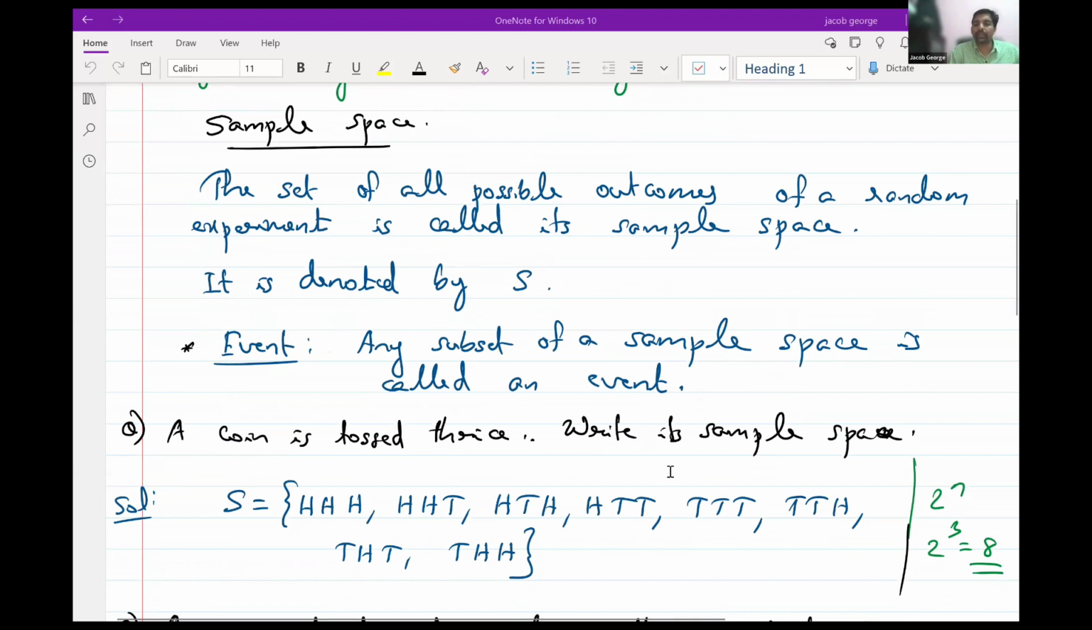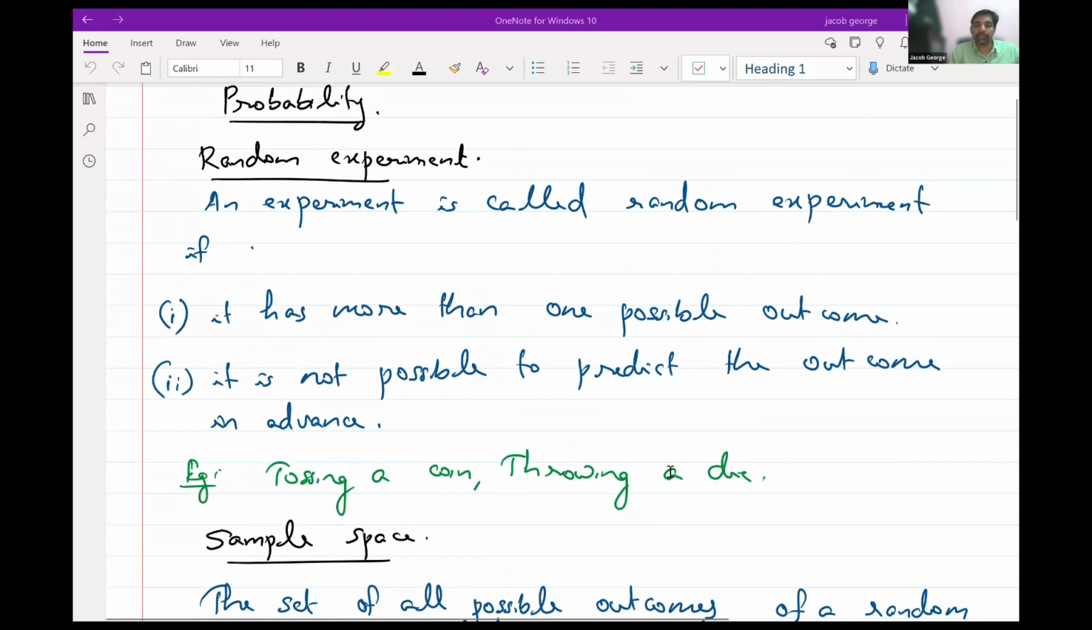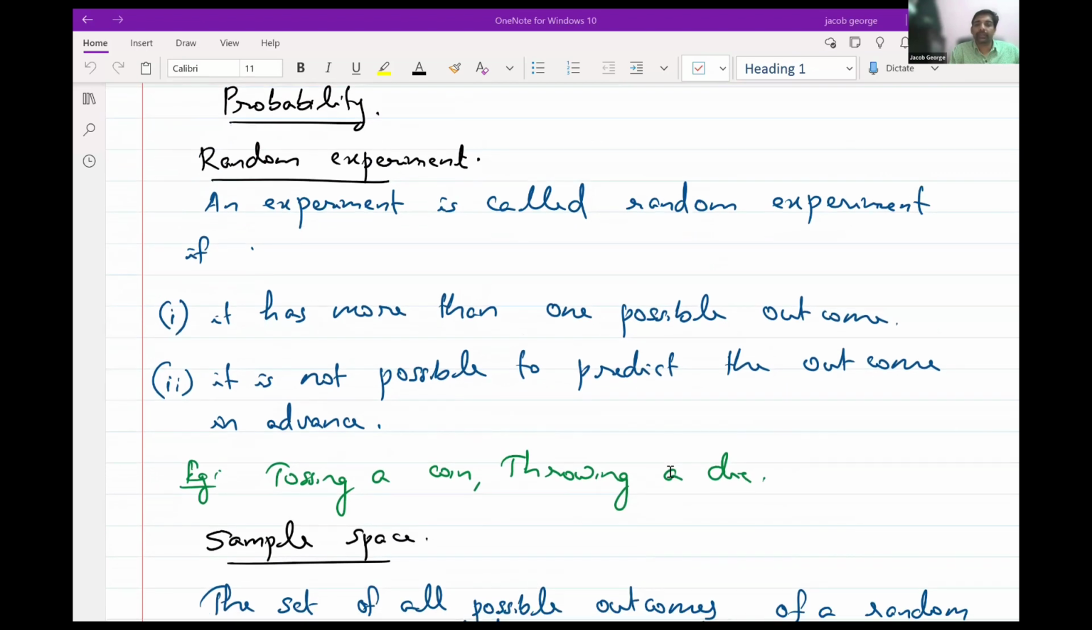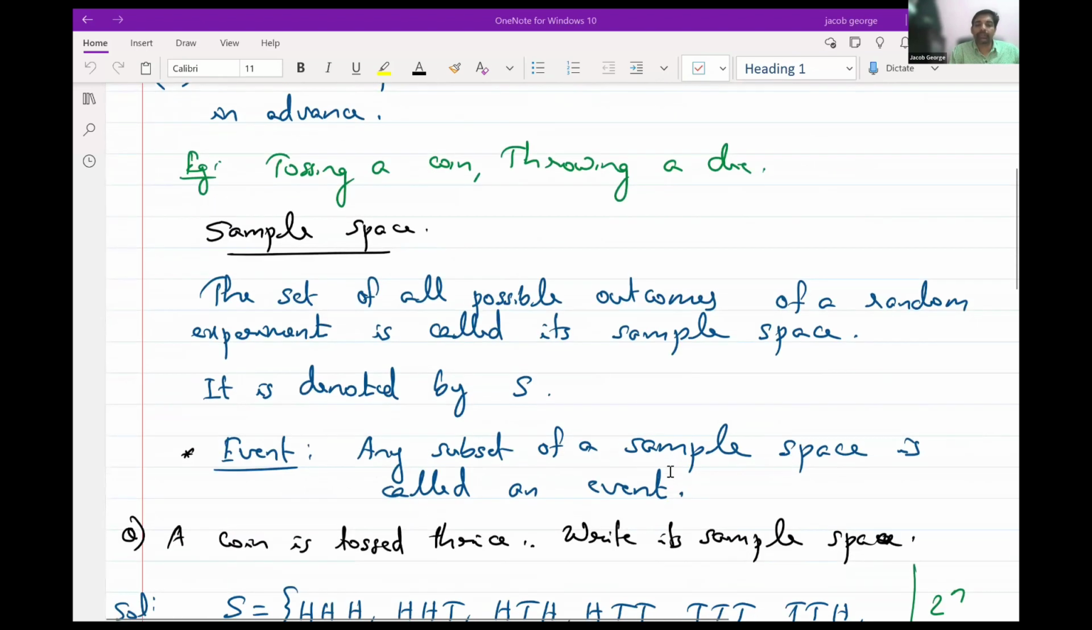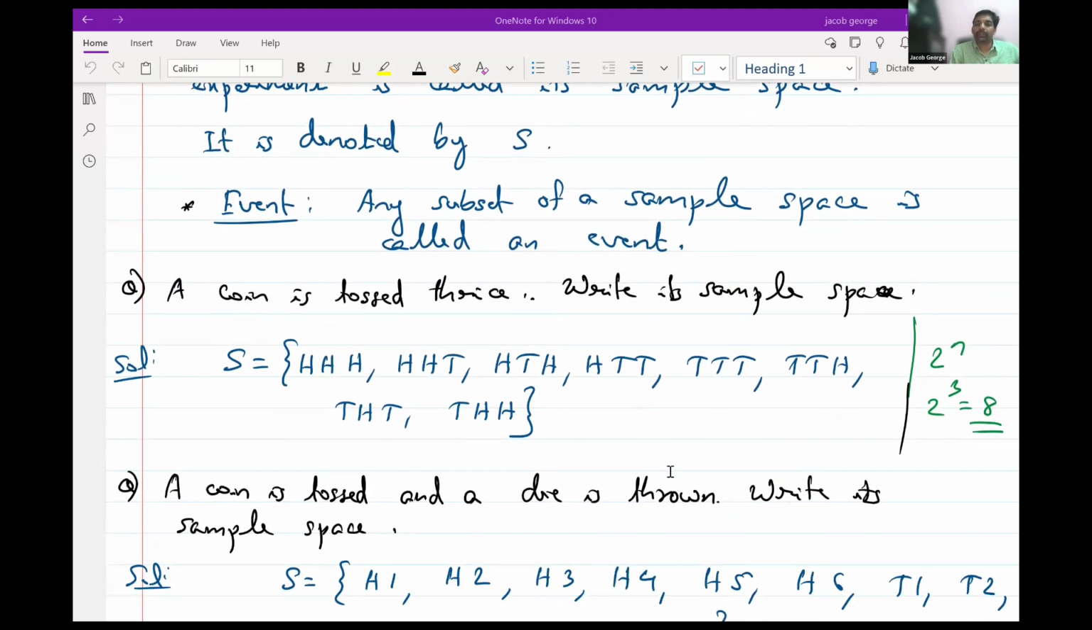So please see, a coin is tossed thrice. Write its sample space. Those who were absent, hope you all have noted the introductory part: random experiment, sample space, then event.